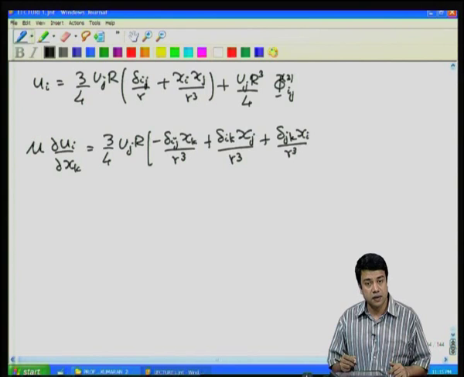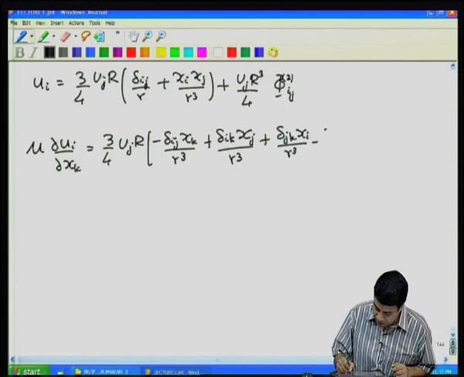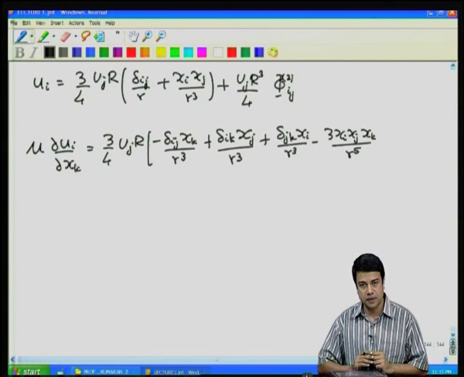And then I have to take the derivative of 1 over r cubed in the denominator. 1 over r cubed gives me minus 3 by r power 4 times x_k by r. Okay. So, if you work it out, it will be minus 3 x_i x_j times x_k by r power 5. Okay.